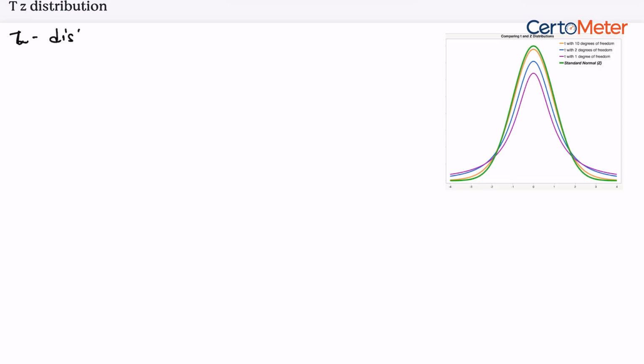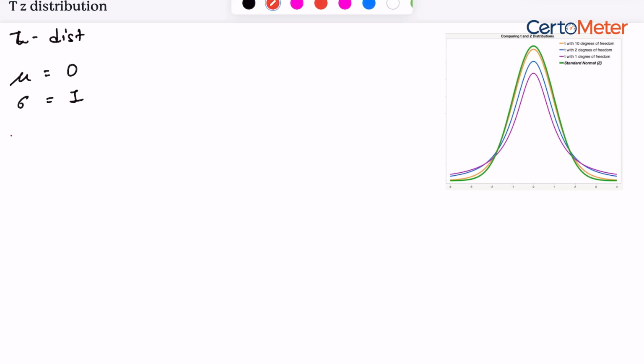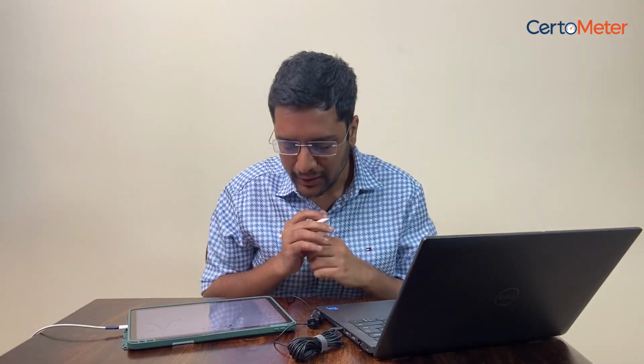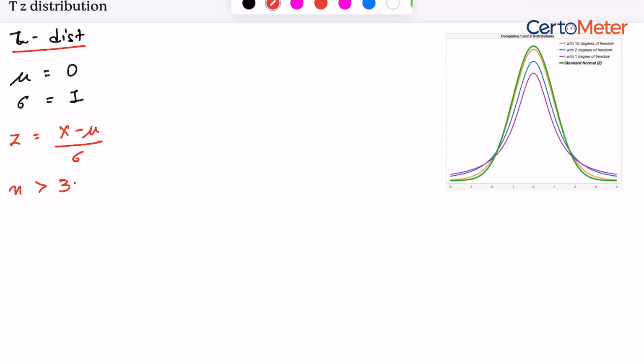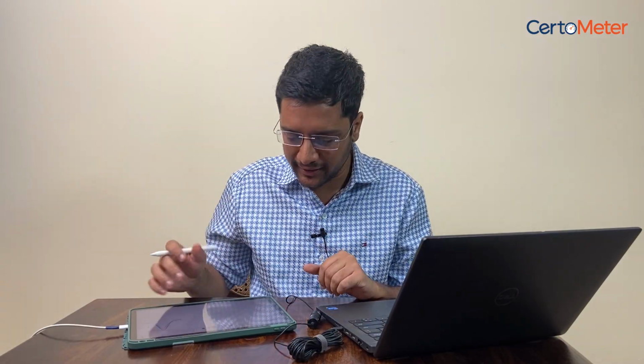Z distribution is the distribution where my mean value becomes 0 and my standard deviation is equal to 1. We also saw the formula of the Z score that we calculated, which was equal to my value subtracting the mean value and dividing by the standard deviation. So this is known as Z distribution. Now Z distribution is applied only when my sample size is greater than 30. That means this is the condition to apply the standard normal distribution, where my sample size will be greater than 30.